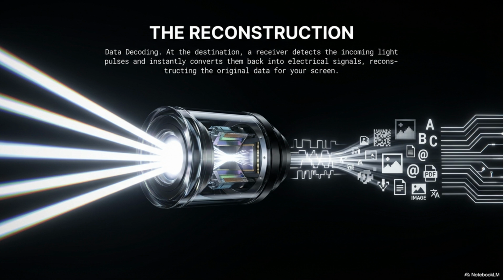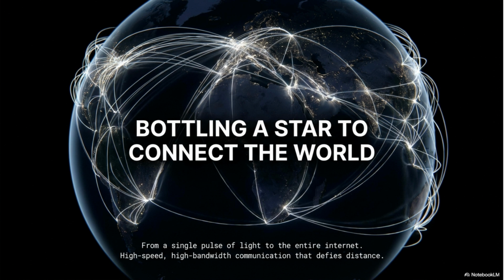At the destination, the reconstruction process begins. A receiver detects the incoming light pulses and instantly converts them back into electrical signals, reconstructing the original data for your screen. From a single pulse of light to the entire internet, we are effectively bottling a star to connect the world. This is high-speed, high-bandwidth communication that defies distance.